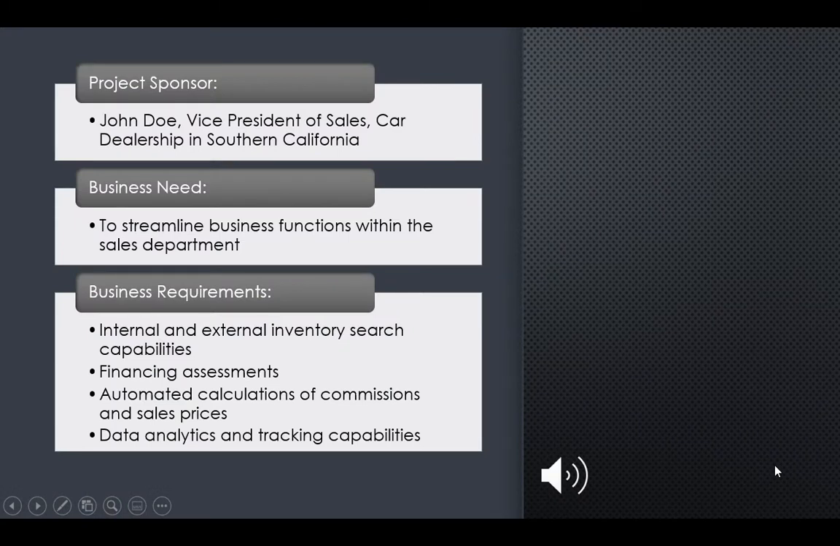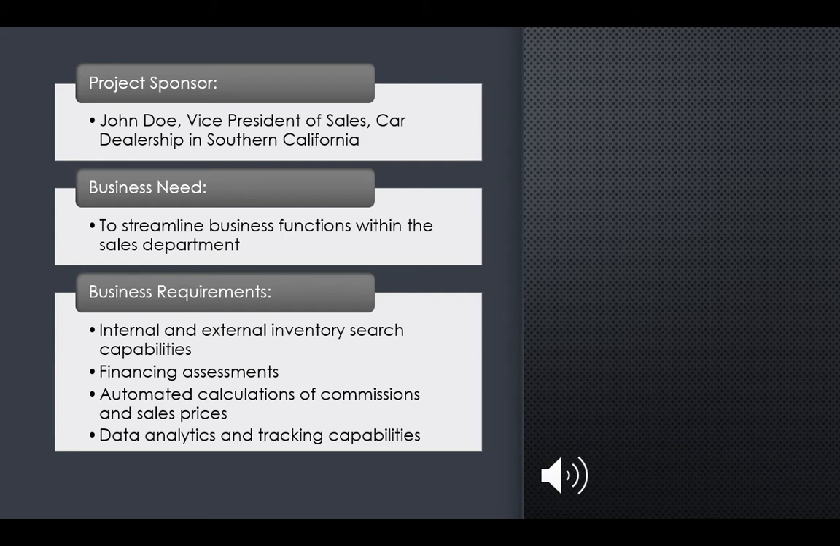The project sponsor for this system request is John Doe. He is Vice President of Sales at a small car dealership in Southern California. The business need is to streamline business functions within the sales department by providing electronic tools to manage inventory, facilitate sales, and improve customer experiences.